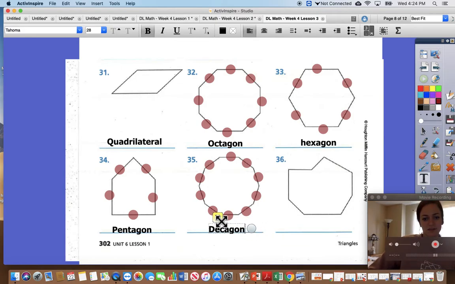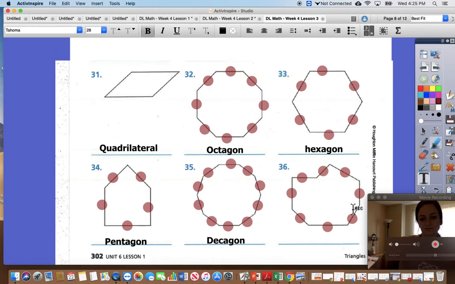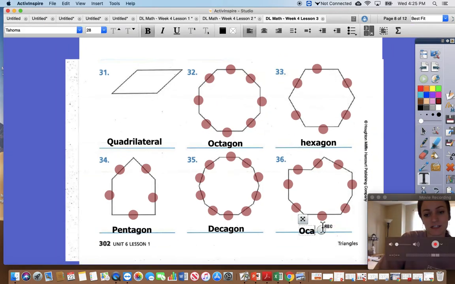Alright, and then this last weird one. It's also a polygon because it's closed and it's flat and it's not open. Let's see how many sides it has. 1, 2, 3, 4, 5, 6, 7, 8. This is actually an octagon too, just like this one. Okay, they can make different shapes. It's all based on how many sides it has.